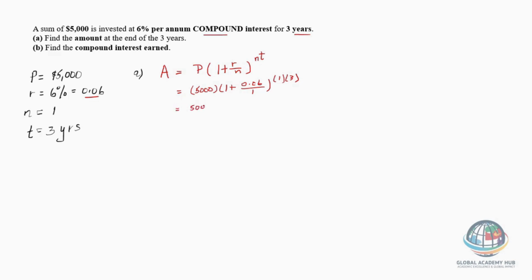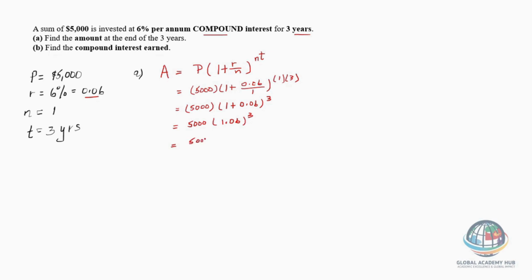So this 5,000 just sits and waits a little bit. And here we have 1 plus 0.06 divided by 1, which is, sorry, which is 0.06. Anything divided by 1 is itself. So this is 1 plus 0.06 raised to the 1 times 3, which is the third power. So this is 5,000, just sitting and waiting out here, multiplied by 1.06 to the third power.